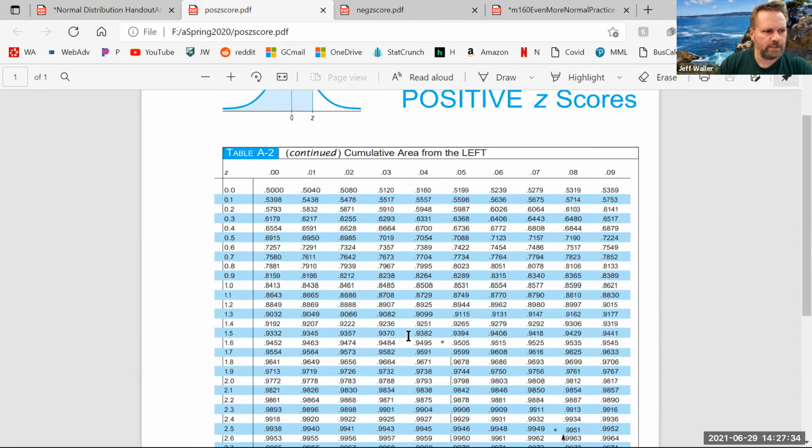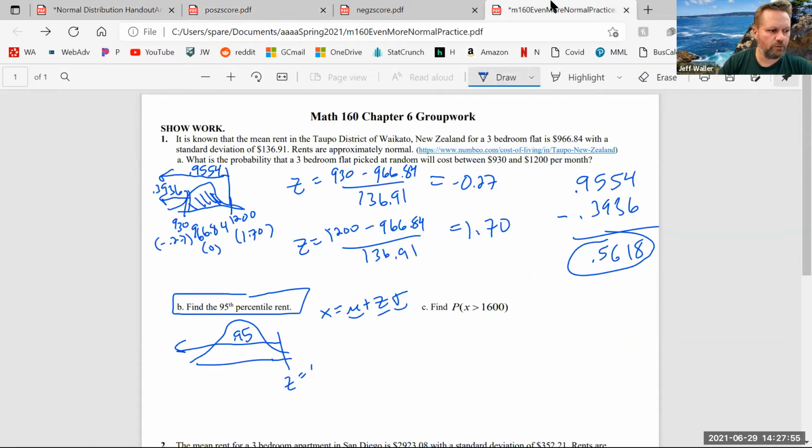Why does that make sense? Because this is 1.64 and this is 1.65, and of course 0.95 is right in between the two. So it's 1.645. At the end of the semester, you will know that number pretty well. Some of these show up a lot, and that's one of them. 1.645. Can somebody tell me what that means by itself? This number here? What does that mean?